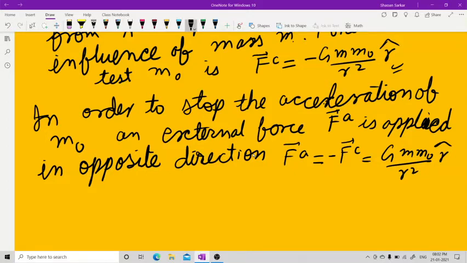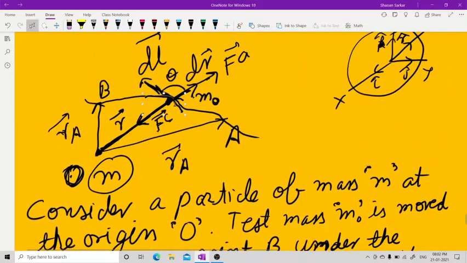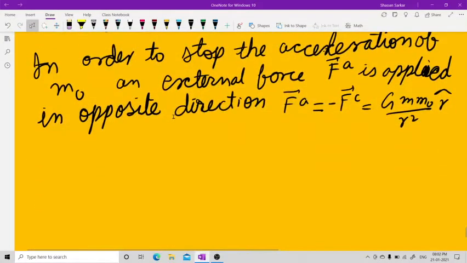Let's see where the point P is. The point P is here. Let me write with a different color. This point is called the point P. Now you will see that, in the opposite direction, we have written this at the point P.